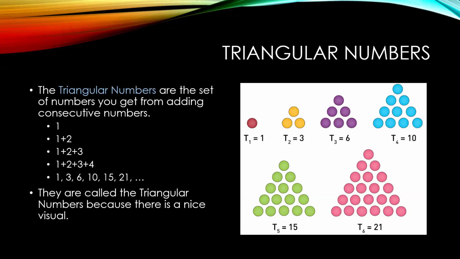The next pattern is a little different. And so this is called the triangular numbers. So the triangular numbers are the set of numbers you get from adding consecutive numbers. And so 1, then 1 plus 2 is 3. Then 1 plus 2 plus 3 is 6. And 1 plus 2 plus 3 plus 4 is 10. 1 plus 2 plus 3 plus 4 plus 5 plus 6. And we can continue this pattern forever. So here we can see the listing is 1, 3, 6, 10, 15, 21, and so on.